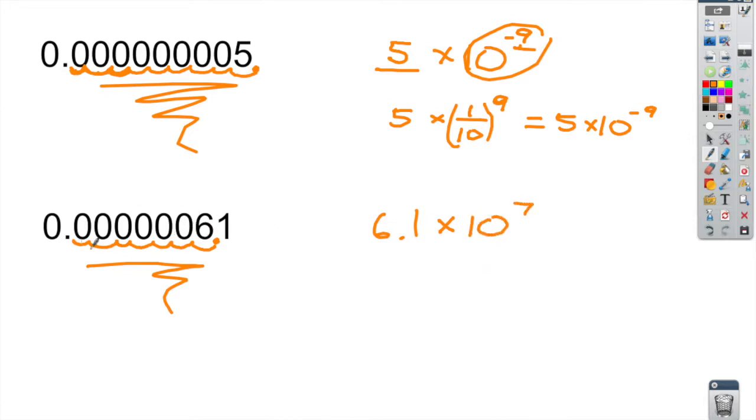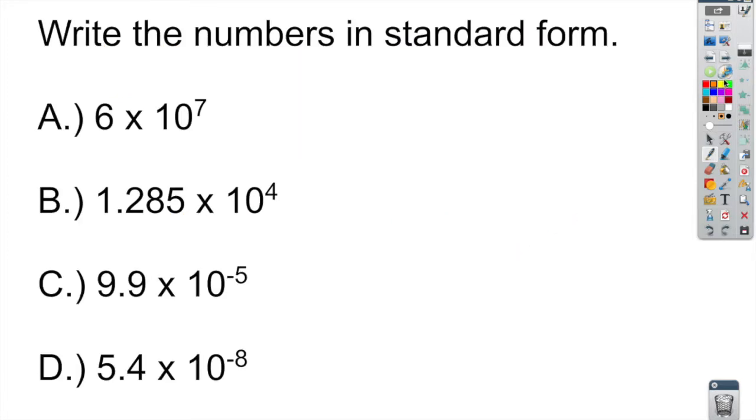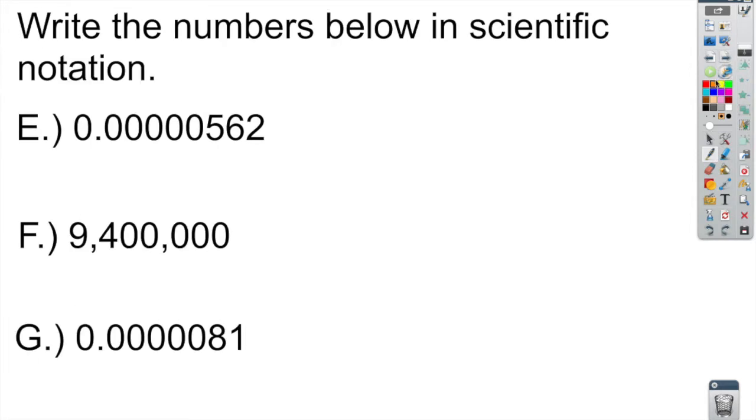Okay, but because this was a really tiny number and I had to move the decimal to the right, this is going to be -7. Once again, it's a really tiny number, which means I'm going to represent it with a negative exponent. Okay? All right. So now, let's take a look at these. Let's do a few other problems. Write the numbers below in scientific notation. So basically what we've come to is figure out where the decimal is supposed to go and figure out how many factors of 10 it took to get it there.